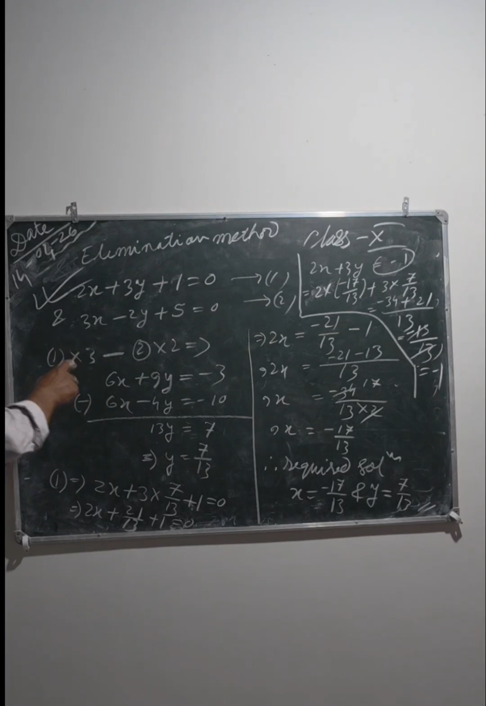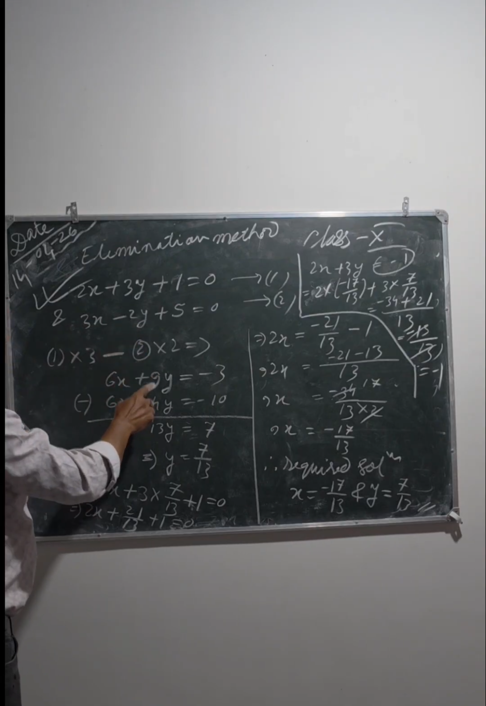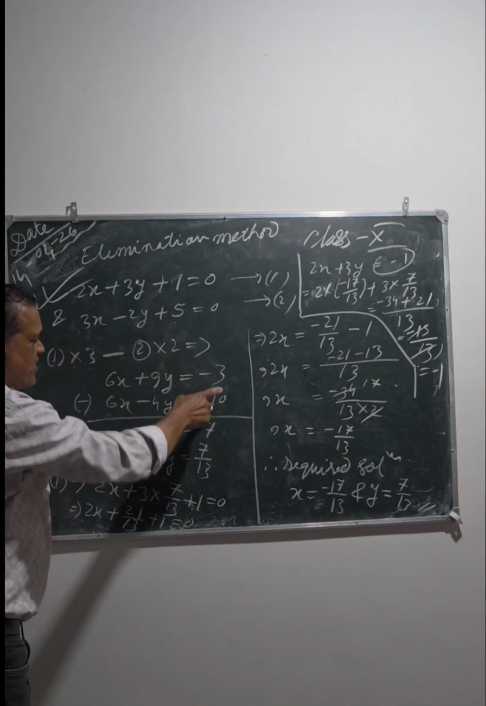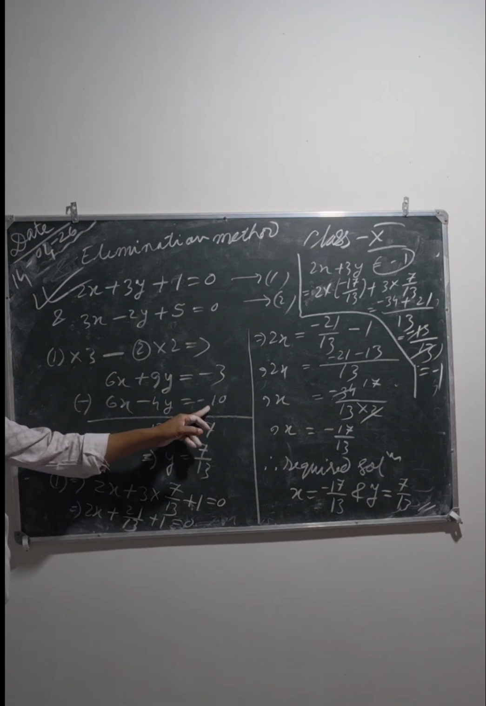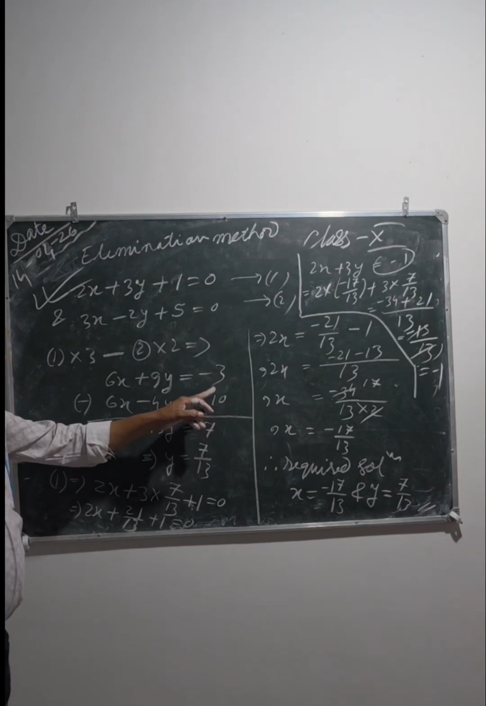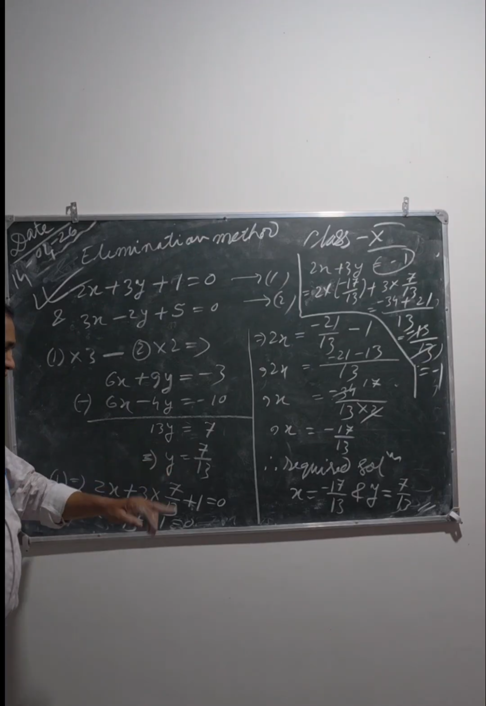Similarly, if we multiply the second equation by 2, then 3 2s are 6, 2 2s are 4, and 2 5s are 10, which on the right side will be minus 10. Now let us subtract. 6x minus 6x is 0, no need to write. Minus minus it will be plus 4. 9 plus 4 equal to 13y. Then minus minus it will be plus, so from 10 if we subtract 3 then it will be 7. So finally y equal to 7 by 13.